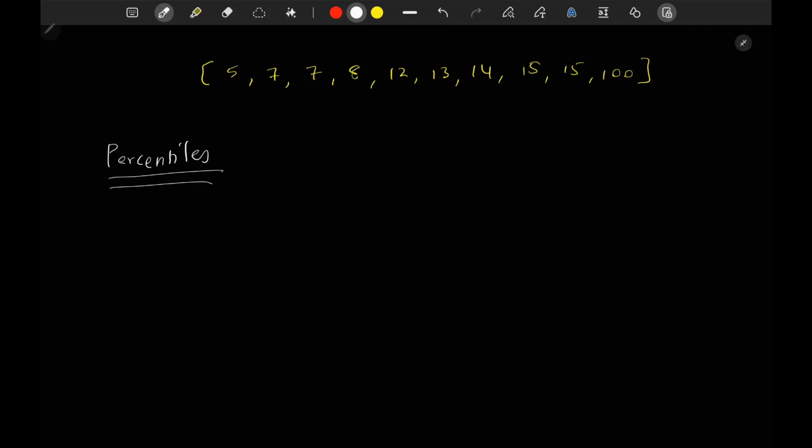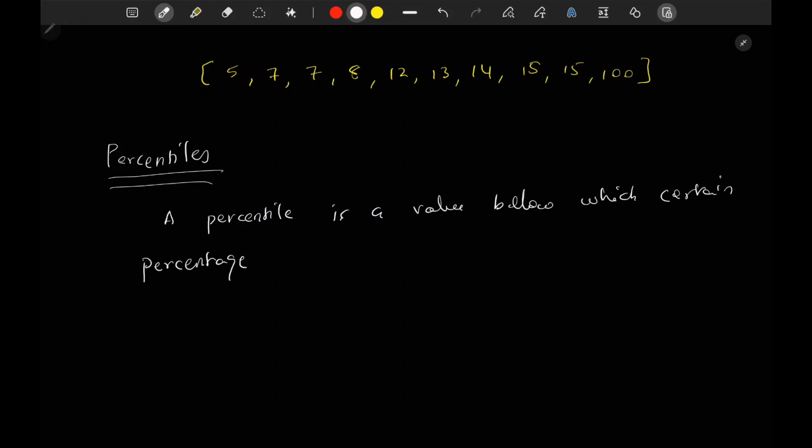So now we will see about percentile. A percentile is a value below which a certain percentage of my observations lie.